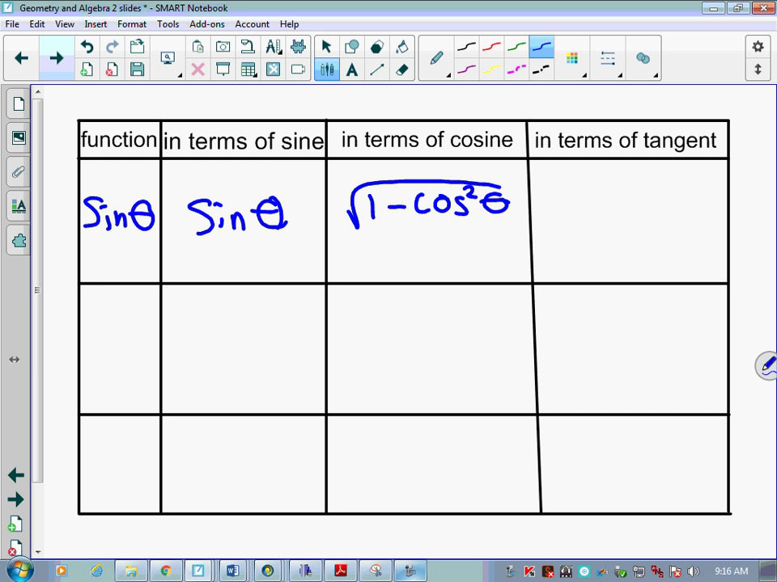Cosine squared theta, okay? And what if, instead of sine, we wanted to write it in terms of tangent? Okay, tangent theta over the square root of, give me that again?